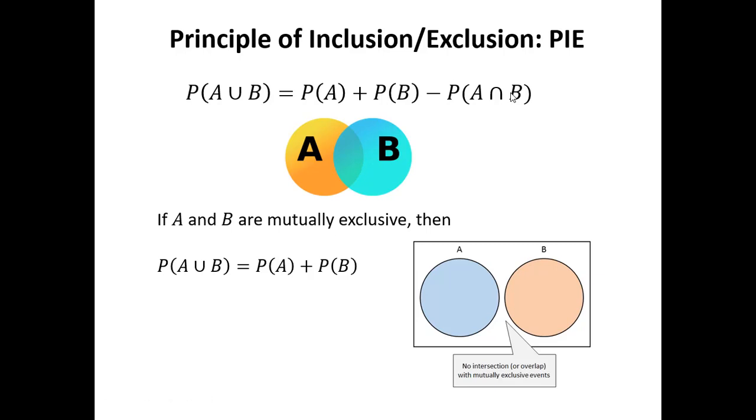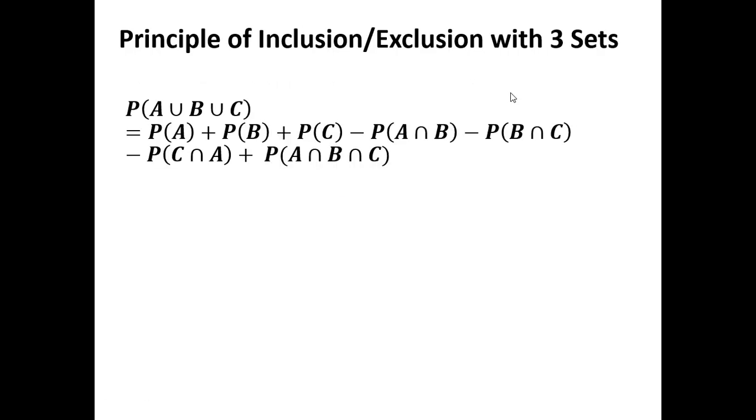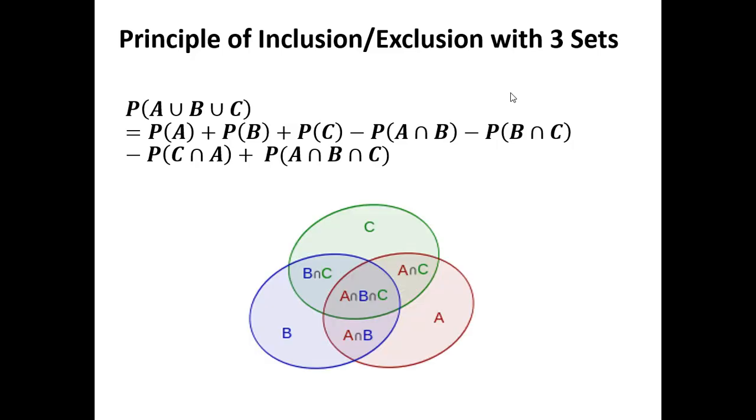And this is an important principle which can be extended to 3 sets. You can see here's what it looks like when you want to find the union of A, B, and C. It's possible to draw this. We just have a Venn diagram with 3 sets. And notice the point where they all overlap. That's A intersect B intersect C.